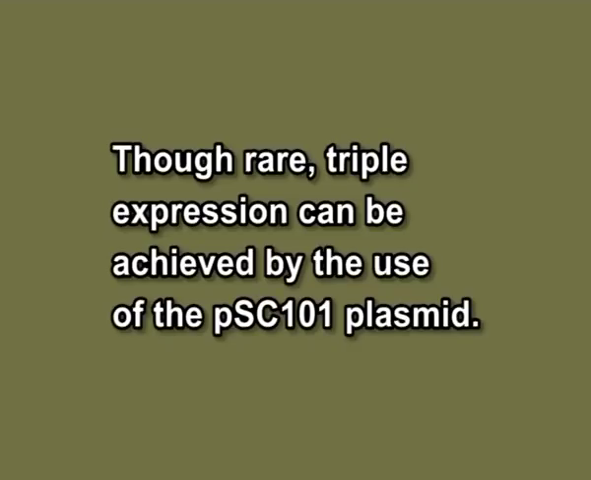For the dual expression of the recombinant protein, two plasmid systems with a p15A origin are available. Though rare, triple expressions can be achieved by the use of pSC101 plasmids. This plasmid is under a stringent control of replication, thus it is present in a low copy number. The use of plasmids bearing this replicon can be an advantage in cases where the presence of a high dose of a cloned gene or its product produces deleterious effects to the cell.